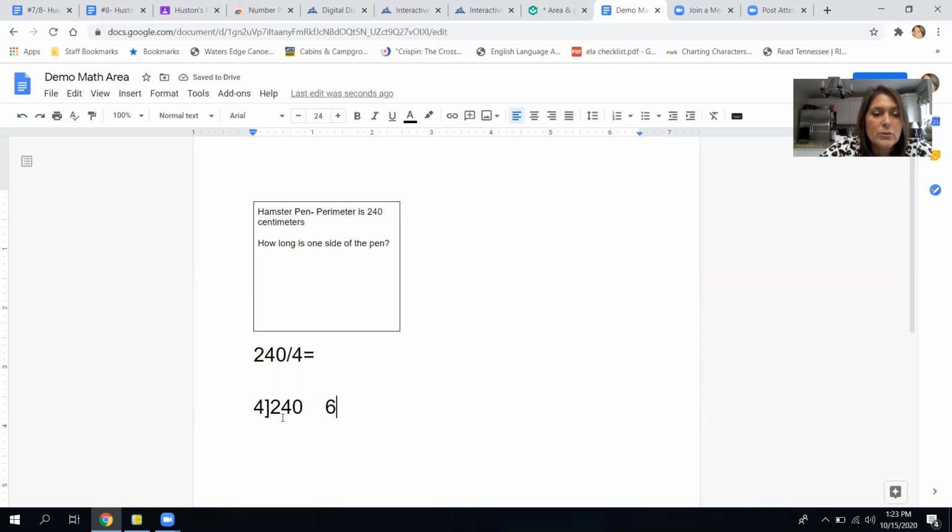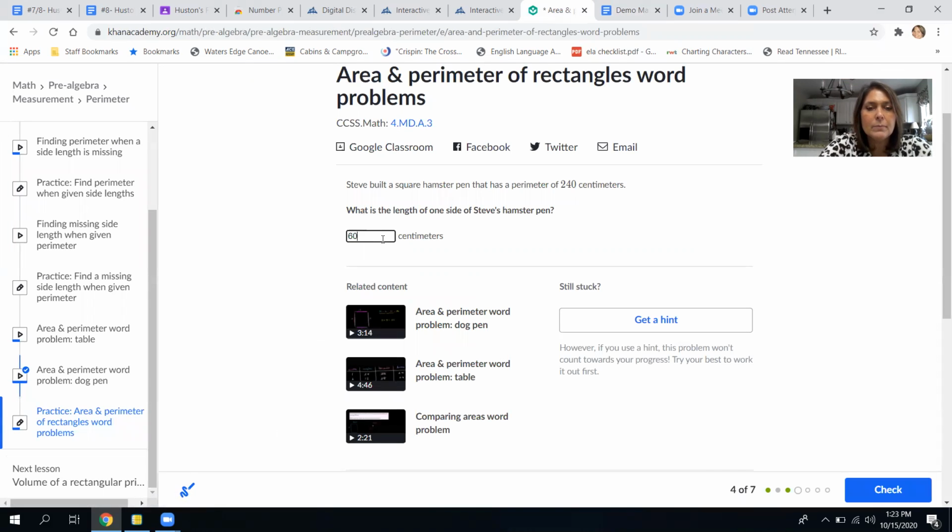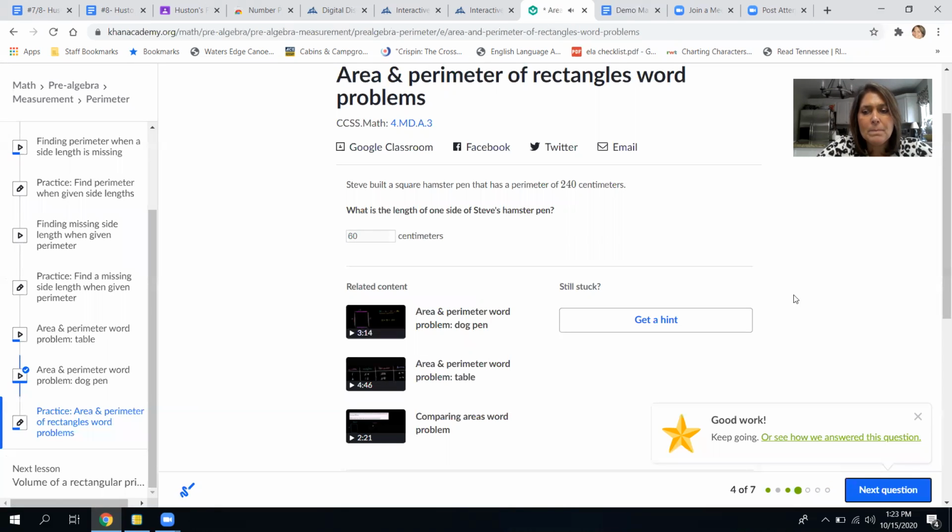And remember the tricks we learned about multiplying numbers that end in 0, base 10. You can simply just add that 0, and we know that each side of that hamster pen is going to be 60 centimeters. How many of you got that? I hope so. And let's see if we're right. Woohoo! All right.